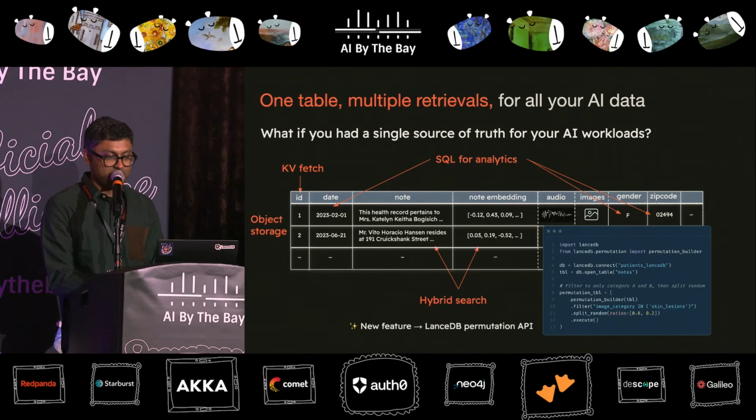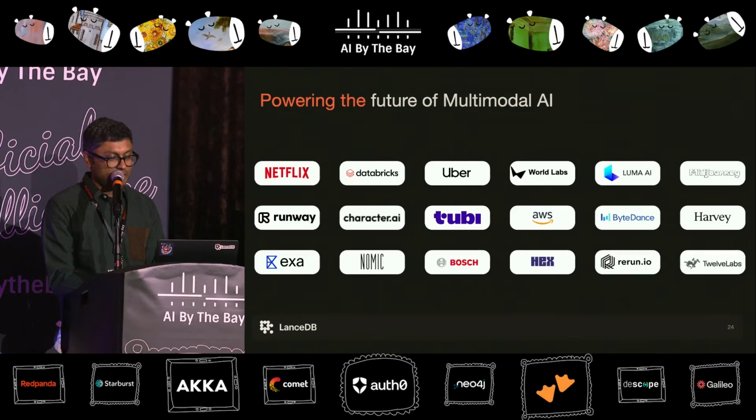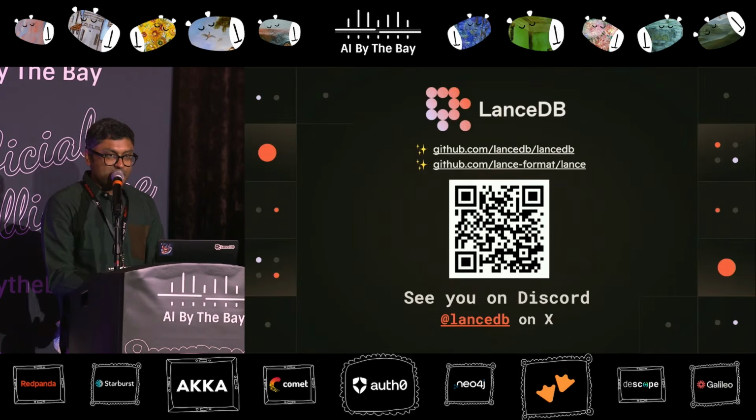So LanceDB is designed for ML engineers, AI engineers, as well as data engineers and data scientists. The surface area and the footprint is very broad. And because of this large surface area of use cases, LanceDB is used and trusted by many well-known companies, most recently and well-known of them being Netflix and Uber, but also Midjourney, Runway, and many, many more that are listed here. So that's it for this talk.